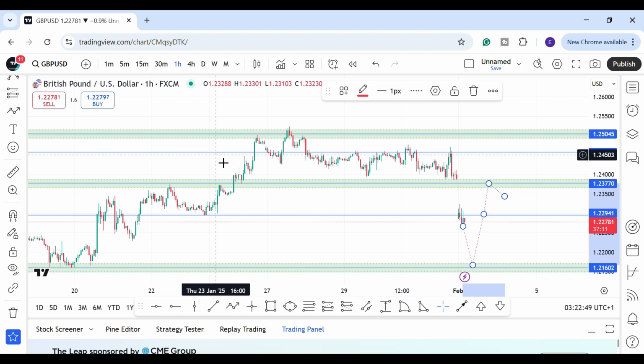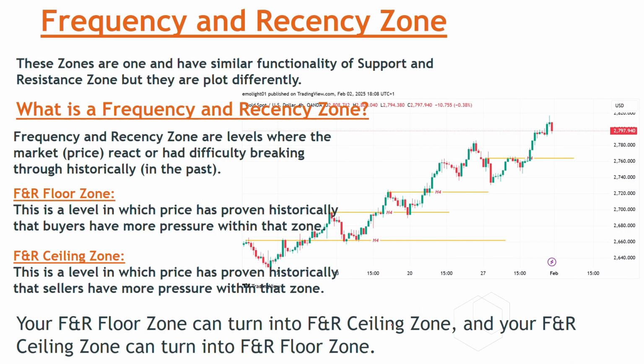Now let's move to the F and R zone proper, if you understand the difference between the two. I trust you now understand how to plot the support and resistance zone, and you know everything about the support and resistance zone. Now it is the frequency and recency zone. The frequency and recency zone has similar functionality to the support and resistance zone, but they are plotted differently.